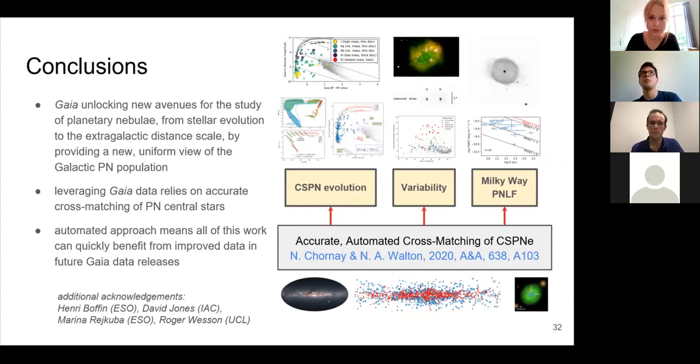But the bigger benefit will be in expanding the sample of known binary systems, I think, rather than really being able to say much more about the binary fraction.